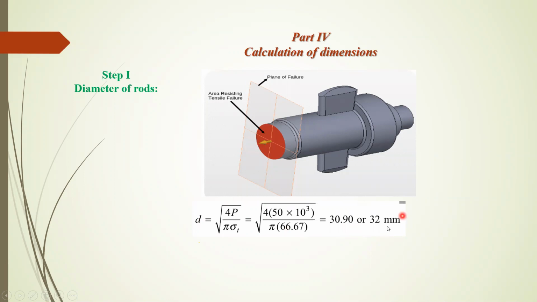We have taken the standard value from these reference charts, so it is 32 mm. That is the diameter of the rod. This is the first step.